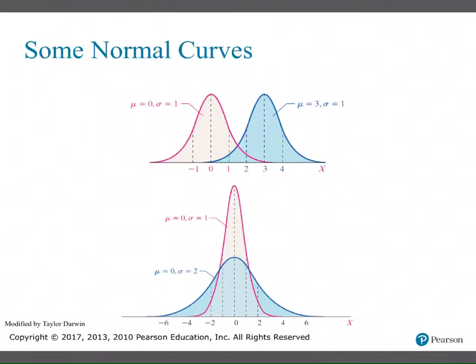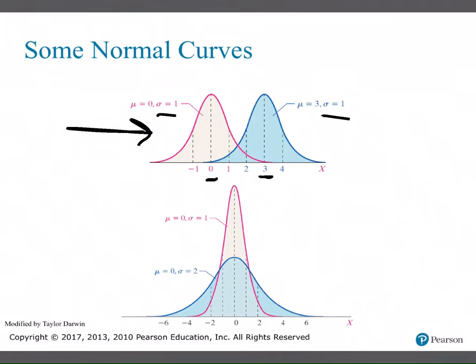So normal curves can look different, right? In this first example, they've got the same spread. And what I mean by spread is they've got the same standard deviation. They just are at different locations. Here, the mean is at 0, and for the blue, the mean is at 3. So depending on where the mean is, that dictates what the location is going to be.